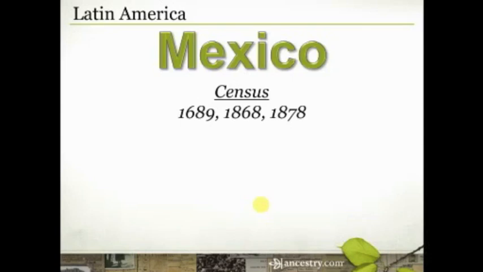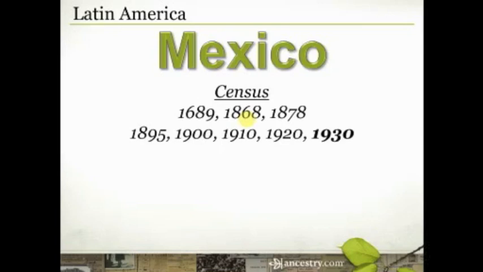Now, in 1868 and 1878, the Mexican government attempted to take a census. However, there was a lot of suspicion by the people. They were concerned about increased taxation. They were concerned about government action. And so those censuses are really incomplete because the people were nervous about it. They would hide from the enumerators or not give information or give inaccurate information. And those two censuses are actually held in the Mexican National Archives.